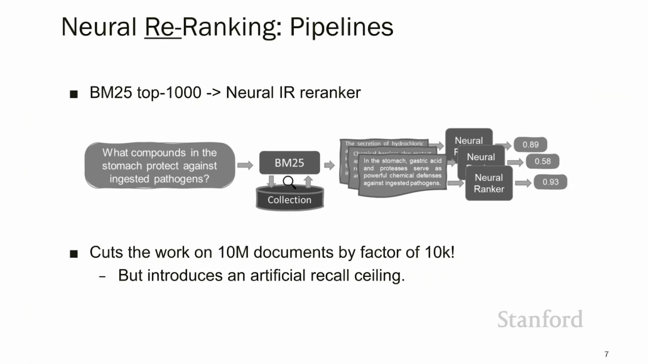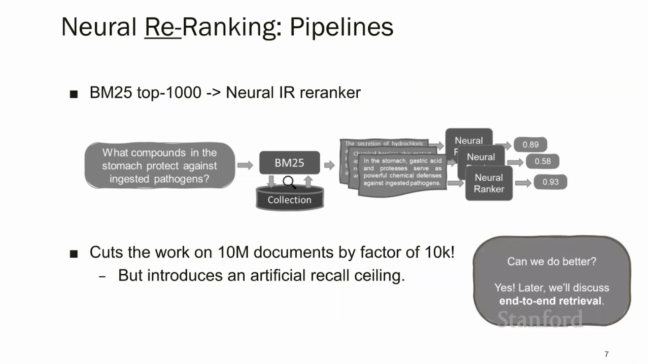But it also introduces an artificial ceiling on recall. It limits recall in an artificial way, since now all of the relevant documents that BM25, our first stage ranker, fails to retrieve cannot possibly be re-ranked highly by our shiny new IR ranker. So can we do better? It turns out that the answer is yes. We'll discuss the notion of end-to-end retrieval later, where our neural model will be able to quickly conduct the search by itself over the entire collection without a re-ranking pipeline. But first, we'll discuss a number of neural re-rankers in detail in the next screencast.